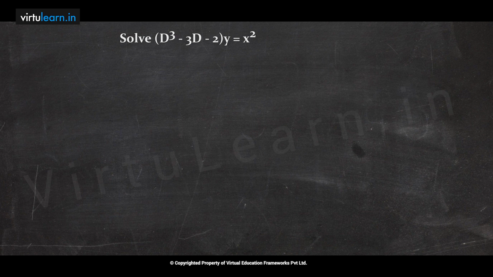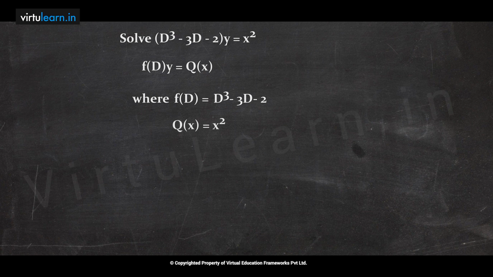Solve the differential equation (D cube minus 3D minus 2) y equal to x square. Again, the Q of x is in the form of x power k. This is also called a polynomial in terms of x. It is a higher order differential equation. Every higher order differential equation is in the form f of D into y equal to Q of x, where f of D equal to D cube minus 3D minus 2, Q of x equal to x square.